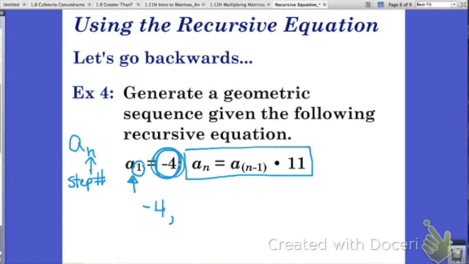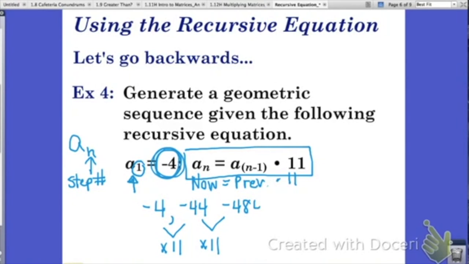When I look at my recursive equation, I see that the next number comes from taking the previous number and multiplying it by 11. So that must be what I'm supposed to do to generate my sequence. Take my -4 and multiply by 11. -4 times 11 is -44. Then I'm going to multiply by 11 again. 11 times -44 is -484. And then I continue my sequence from that point on. I'm just going to write a comma and etc.